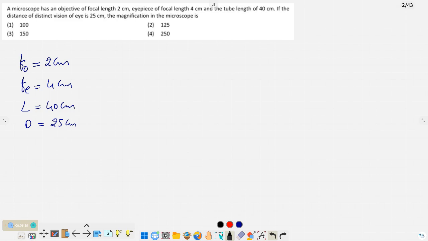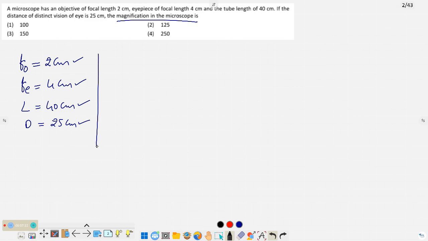Next question is related to optical instruments. They give a microscope whose objective focal length is 2 centimeters and eye lens focal length is 4 centimeters, arranged in a tube using a rack and pinion arrangement. The length of the tube is 40 centimeters. The distance of distinct vision of the eye, where he can see clearly, is 25 centimeters. Using this, they are asking to find the magnification of the microscope.